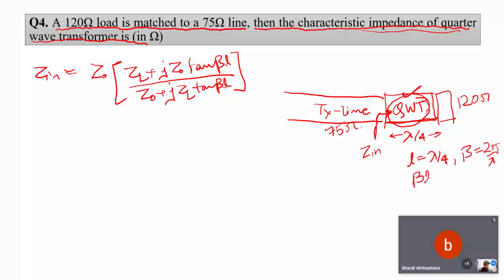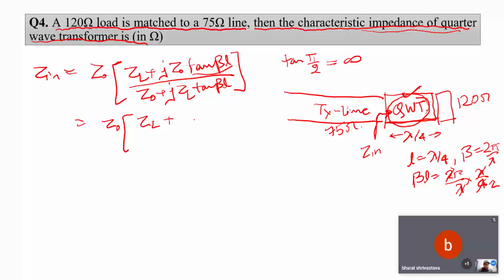So beta L equals 2 pi by lambda into lambda by 4. The lambda and lambda cancel and this becomes pi by 2. So tan beta L is tan pi by 2, which, as we all know, equals infinite. Let us put the value of tan beta L here. So this becomes Z naught times (ZL plus, it's infinite, no?